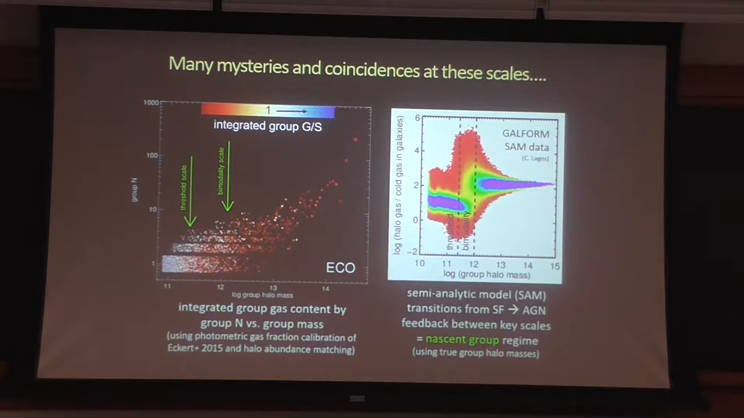There, in that model, there are all kinds of transitions and feedback. Again, I said I'm not going to talk a lot about feedback, but it's transitioning from star formation to AGN feedback between these key scales as well. So there's just a whole lot going on. What we're calling this regime, where the groups seem to be forming, is the nascent group regime. So where you have two, three, four things, that's a nascent group, and that's where the gas physics is going crazy. By the way, this plot on the right is using true group halo masses. The SAM, in principle, knows where the dark matter halos are and what are the true groups.